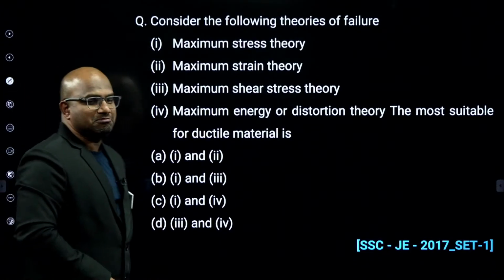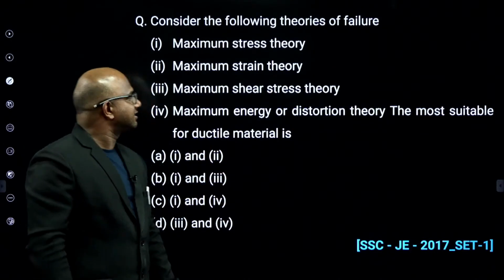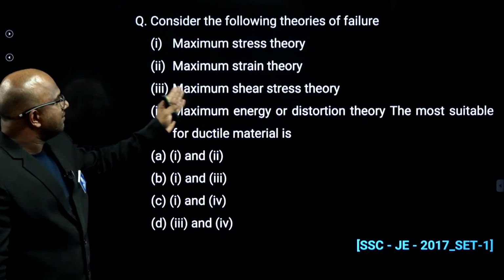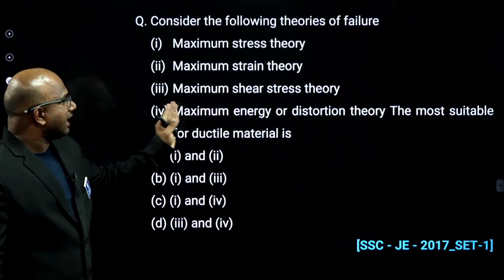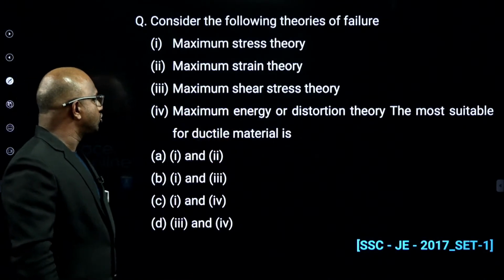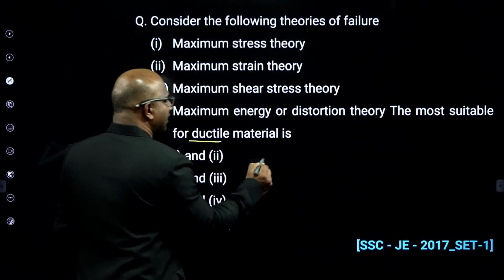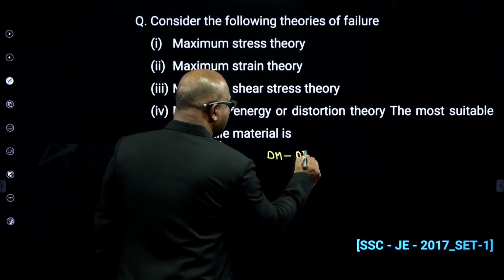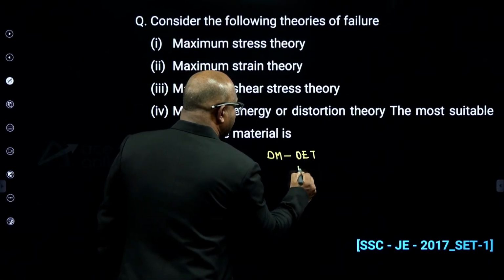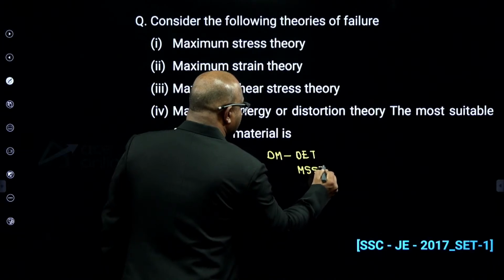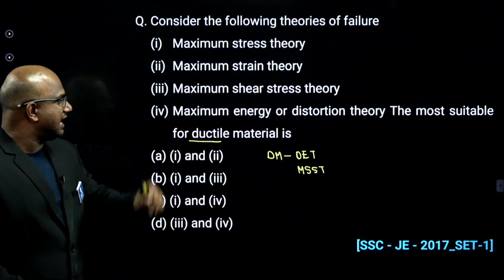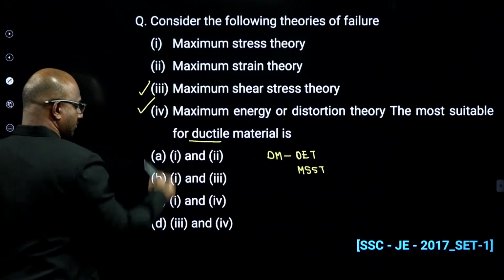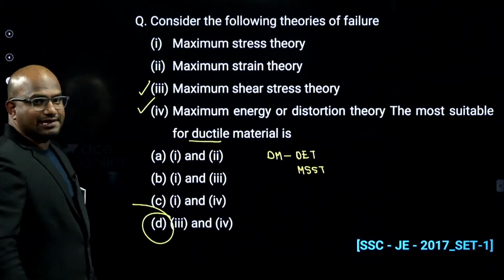Now, consider the following theories of failure. Maximum stress theory. There is no theory like that, maximum stress theory. Maximum strain theory. No. Maximum shear stress theory. Maximum energy or distortion theory. Which are most suitable for ductile material? Generally, guys, for ductile material, distortion energy theory is the most suitable, and maximum shear stress theory, MSST. DET and MSST, guys. So I can write 3 and 4. So it is option D, guys.